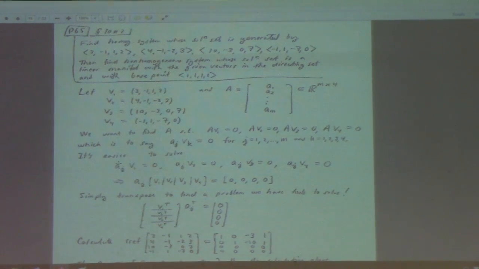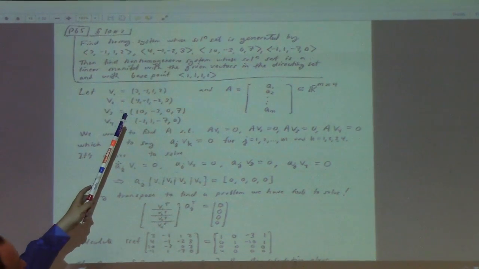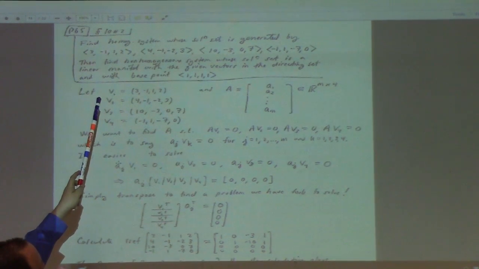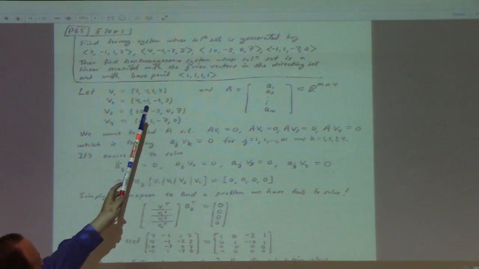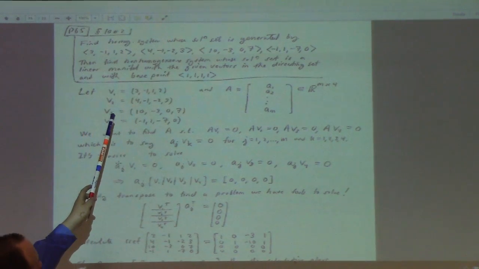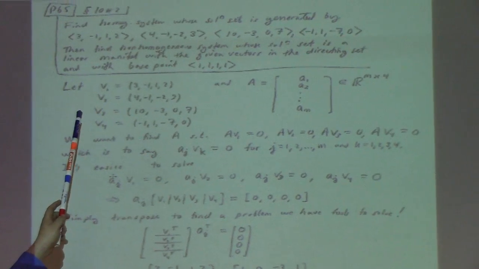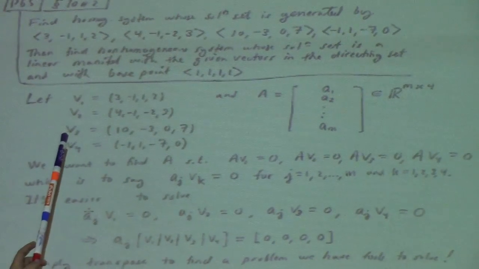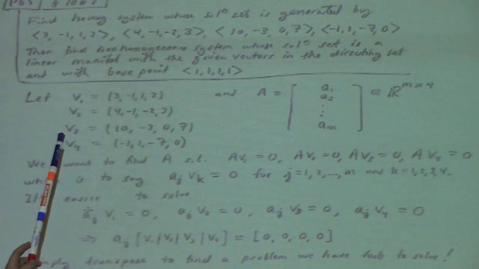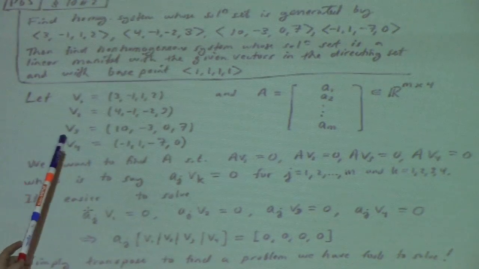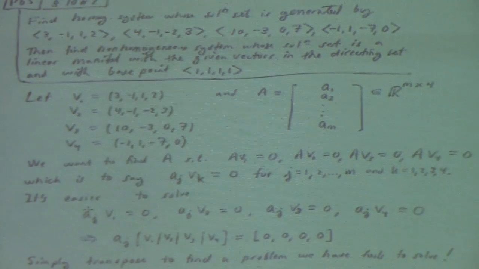Okay, so here's a homogeneous system, and the solution set is generated by that one, that one, that one, and that one. Find the homogeneous system which has this as a solution set, and then find a linear manifold with given vectors in the directing set, the so-called tangent space, you could say, with base point 111.